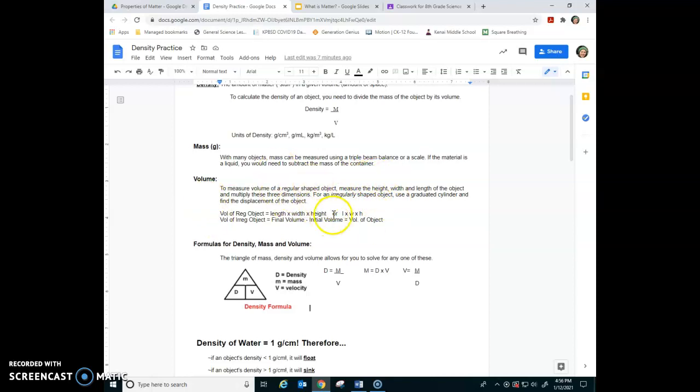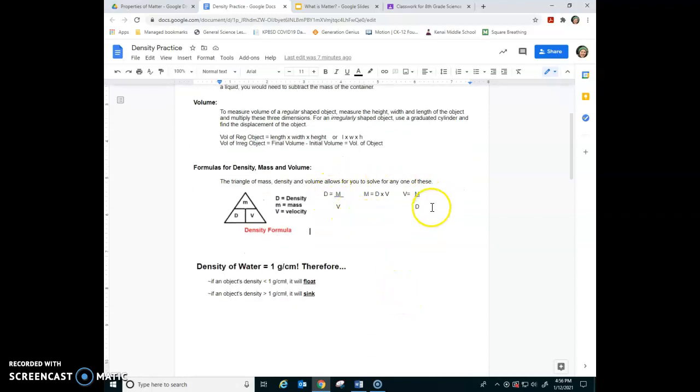Volume has been our topic the last couple days, so this is just a reminder. Here are all those equations. If I need mass, okay, I'm left with density times volume. If I need volume, I'm left with mass over density, okay?